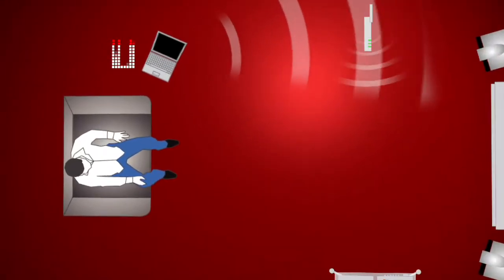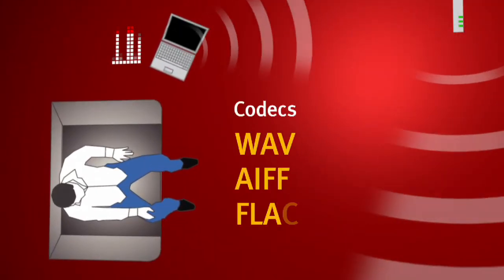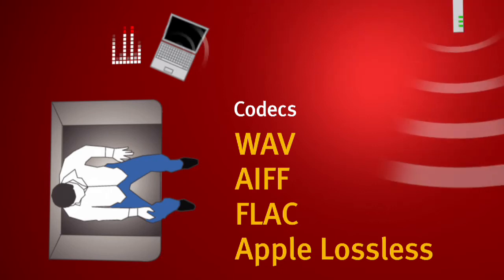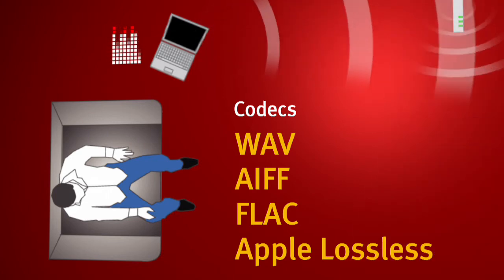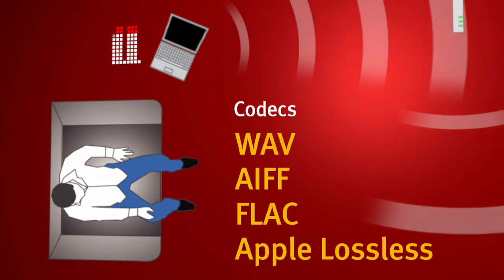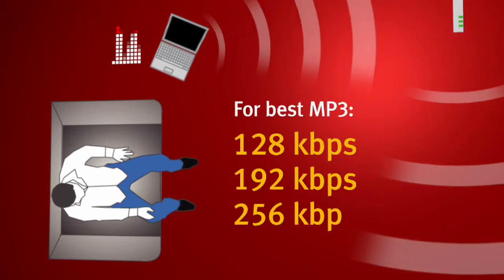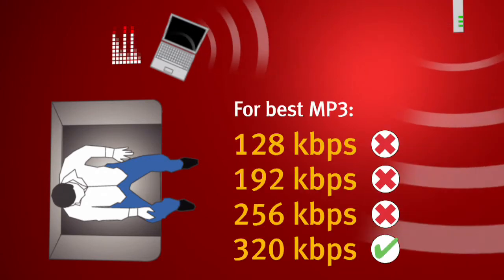This is why it's important to make sure you have the highest quality media that you can sensibly store. We recommend you rip CDs using an uncompressed format like WAV or AIFF, or a lossless format like FLAC or Apple Lossless. This will ensure you're listening to CD quality music. If you really must use MP3, try not to go below 320 kbps.